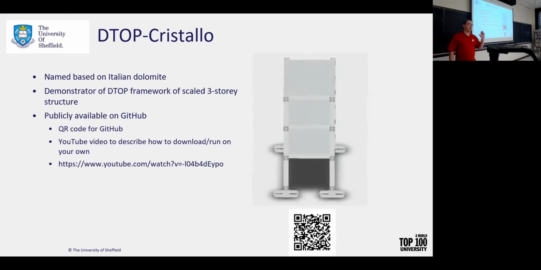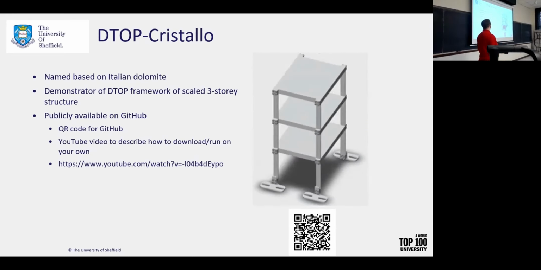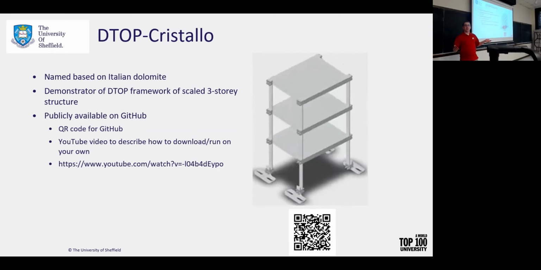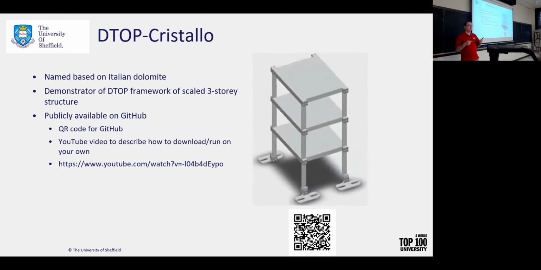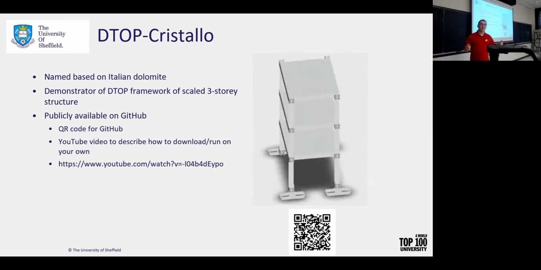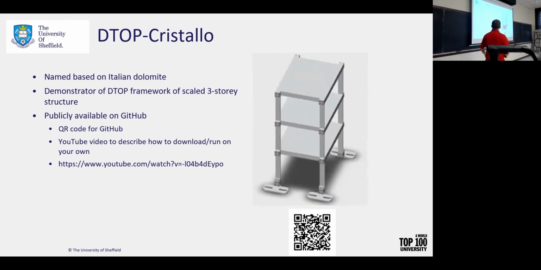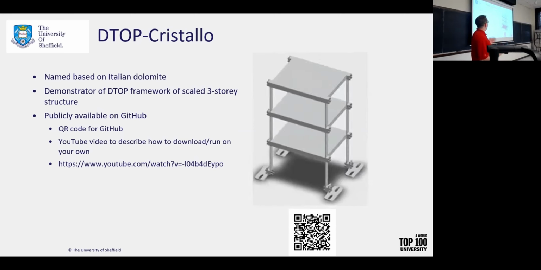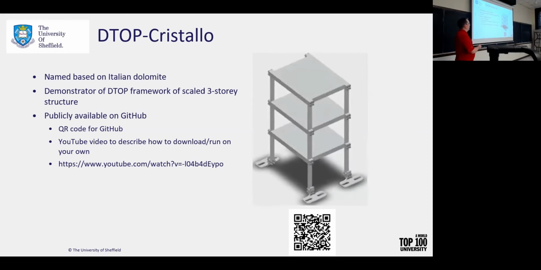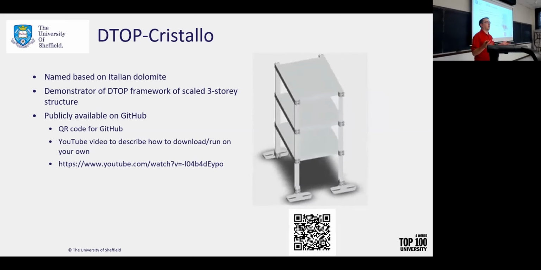So I'll talk about different demonstrators. Our first demonstrator is DTOP-Cristallo, which is named after an Italian dolomite. We had four main people developing DTOP-Cristallo: myself, a climber, and two Italians. So I kind of got overruled in naming conventions. The dolomites are just a mountain range in Italy. DTOP-Cristallo is our first demonstrator of the DTOP framework, this scaled three-story structure here. We have it in our lab on a bench top where we can do whatever we want to it.